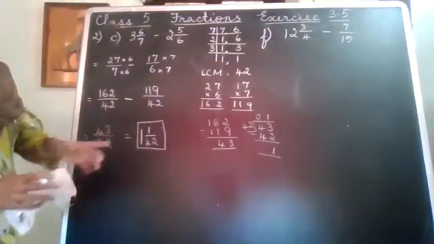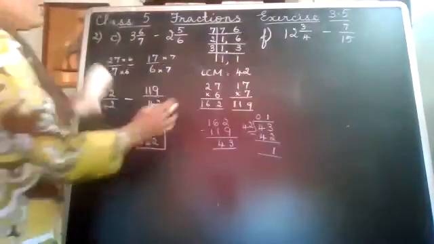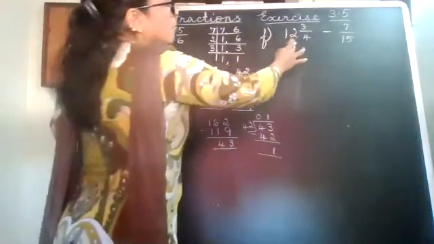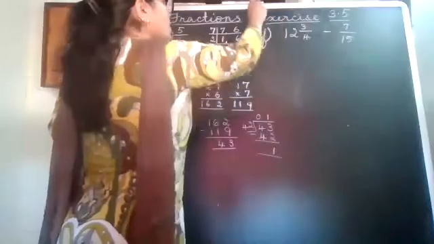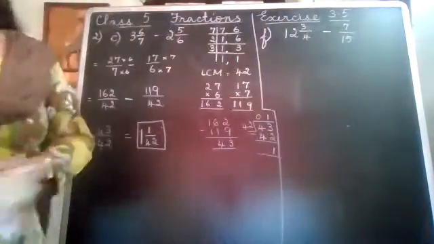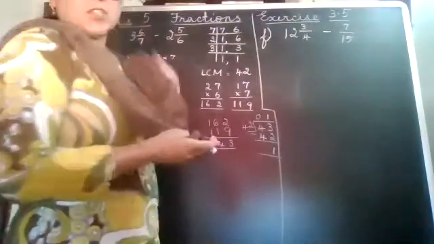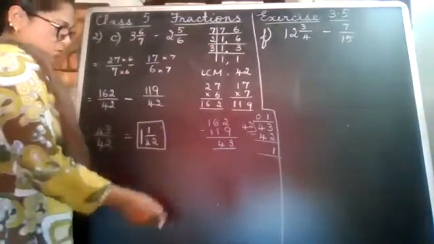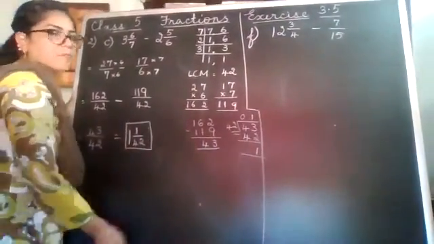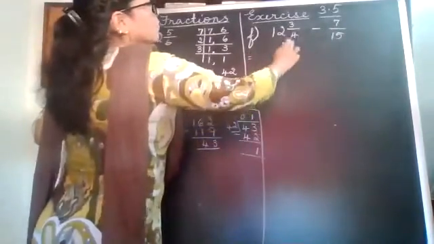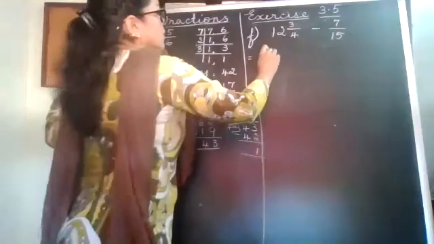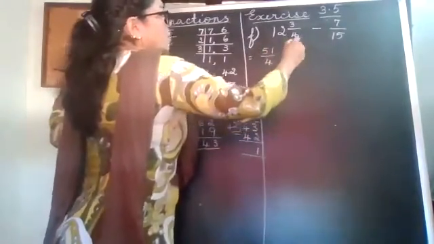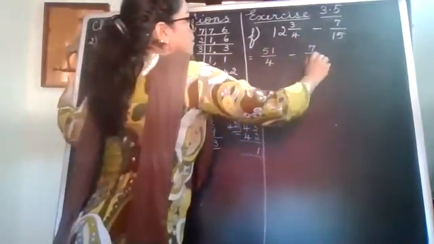Okay. Now I'll do one more wherein you are subtracting a proper fraction from a mixed number. So you have a mixed number minus a proper fraction. Now in this, first you change the mixed number to improper. 12 fours are 48. 48 plus 3, 51 upon 4 minus 7 upon 15.